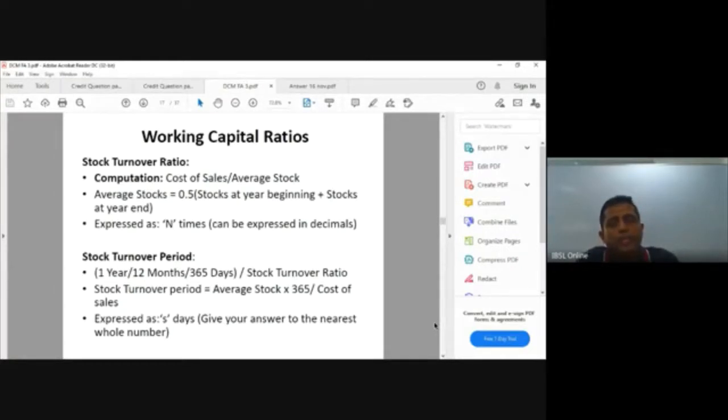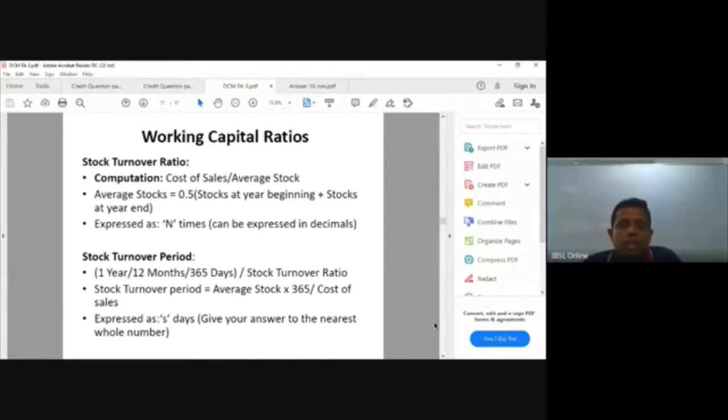Under working capital ratios, we will first go to the inventory ratios. I will straight away go to the second ratio in this slide, that is stock turnover period. How do you calculate this stock turnover period? Stock turnover period equals average stock divided by cost of sales, into 365 days. For average stock, you take the year beginning and year end stock level, divide it by 2. Then you divide the average stock by cost of sales, into 365.